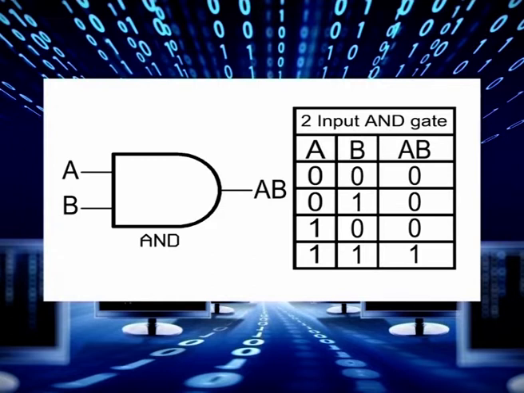In the truth table, when one of the inputs A or B is 0 or low, then the output AB is 0. We can easily notice that the output is 1 only when both the inputs A and B are 1, else it is 0. So, the output is high only when both the inputs A and B are high.